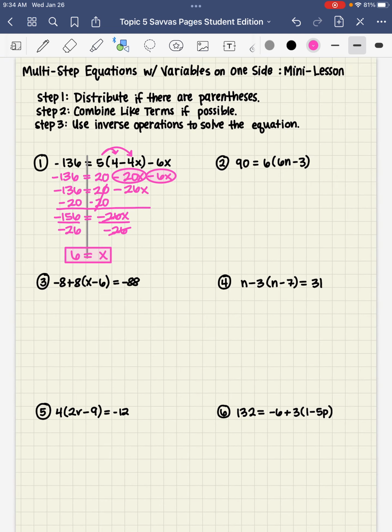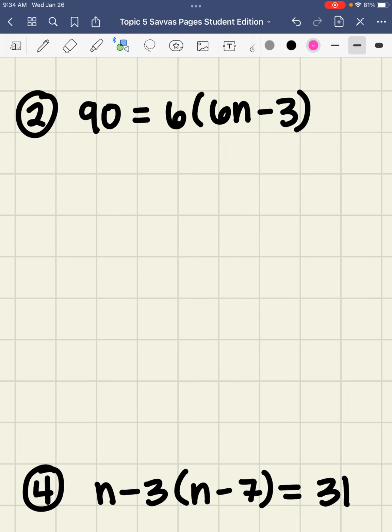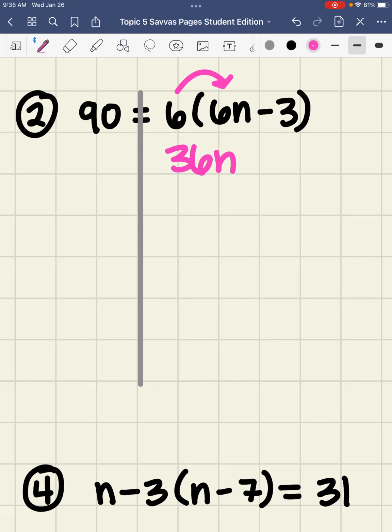Okay, moving on to number two. First things first, I'm going to draw my line down my equal sign to help me see that I have two sides. But before I can start doing the same thing on both sides, I'm going to use the distributive property to get rid of my parentheses. So we're going to multiply 6 times 6n. 6 times 6n is 36n. And then I'm going to multiply 6 times negative 3. Well, 6 times negative 3 is negative 18. So on that side, I'm going to have 36n minus 18, and it's still set equal to 90.